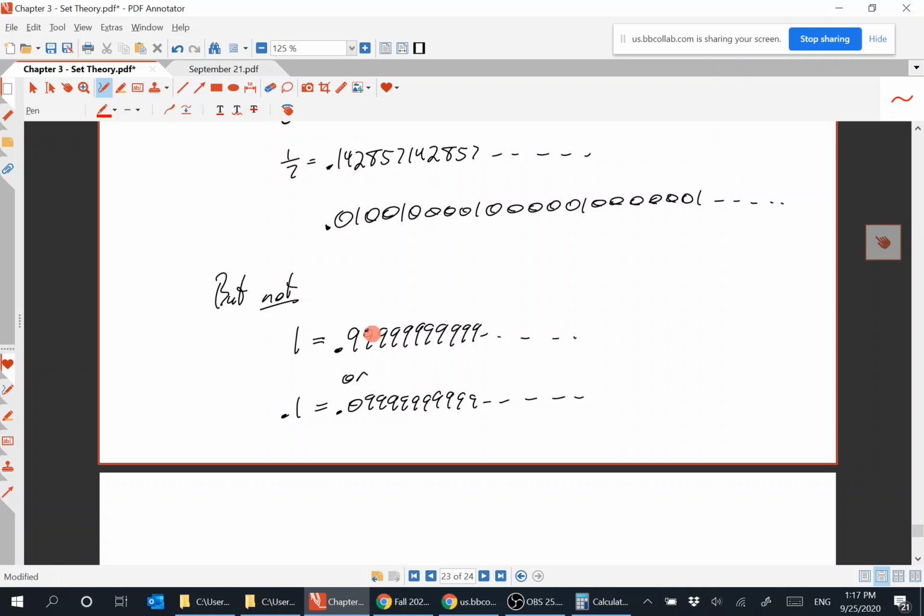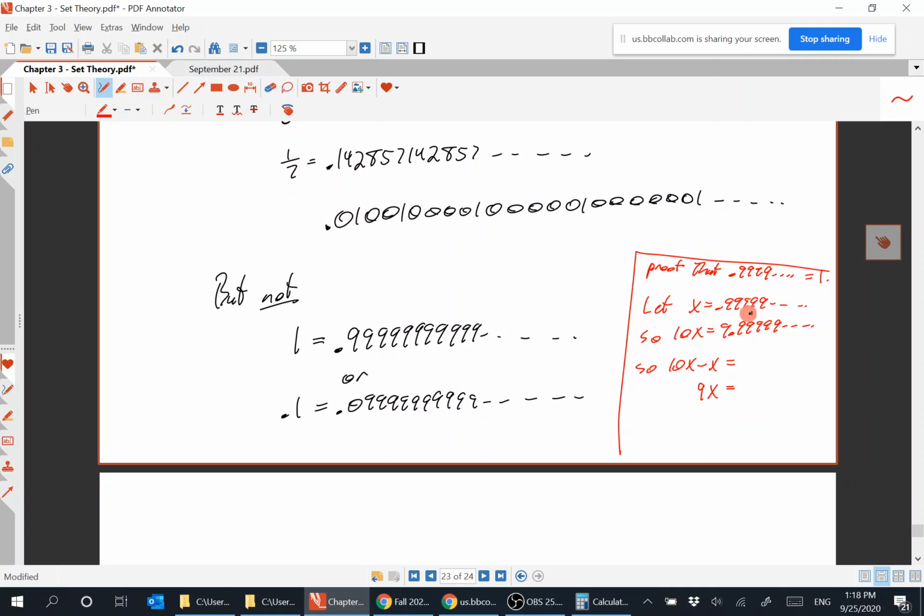Why is this equal to 1? I've seen that before and I absolutely hate it. I love it. It's my favorite math fact in all of math. Let x equal 0.99999, and so on. So 10x equals what? 9.99999. So 10x minus x is equal to 9x, but that's equal on the right to 9.